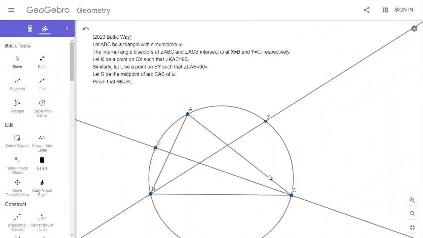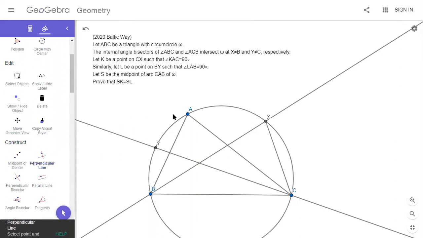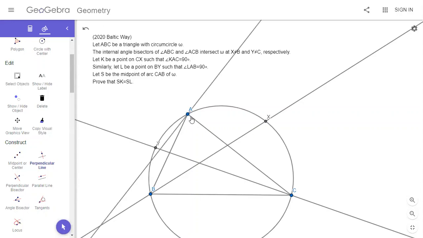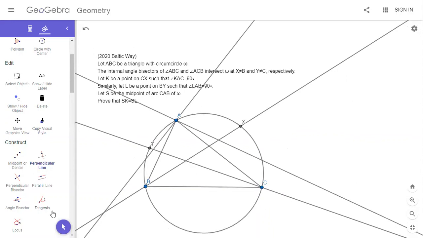K is on CX, such that KAC is 90 degrees. Okay, so let me erase it for just a sec. We want KAC to be 90 degrees, and LAB to be 90 degrees. Okay, so I want to shrink it a little bit.